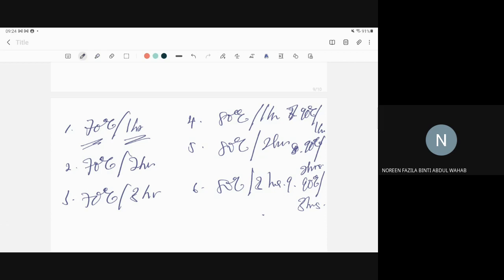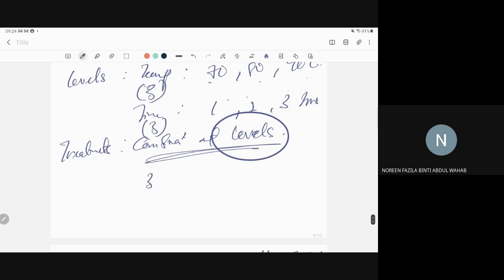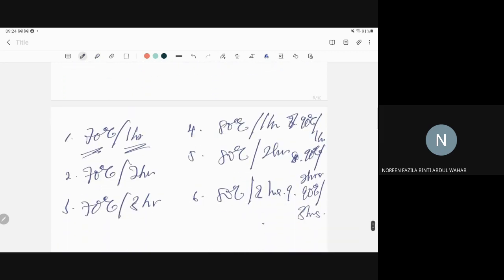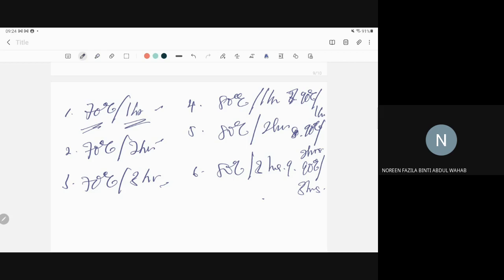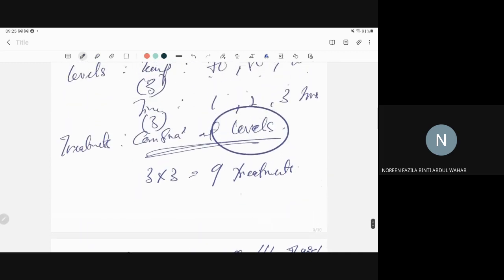So we have three levels of temperature and three levels of time. In total, our treatments will be 3 times 3 equals 9 treatments. So you can see over here, we have 1, 2, 3, 4, 5, 6, 7, 8, 9. In more than one factor experiments, the treatment is the combination of levels. So now we have 9 treatments.